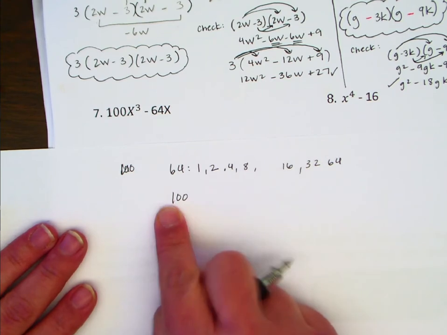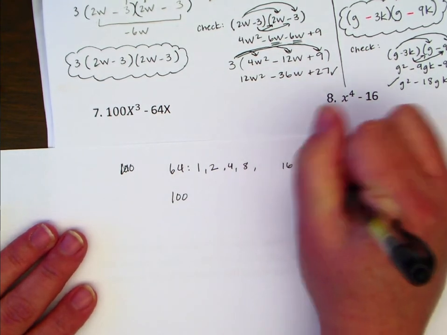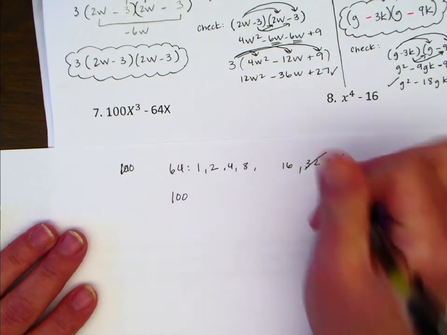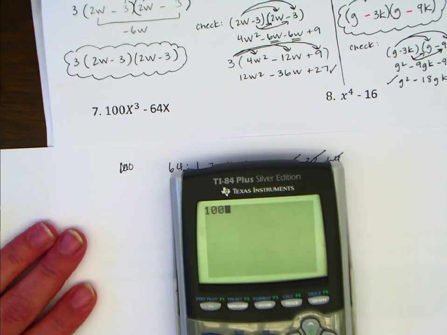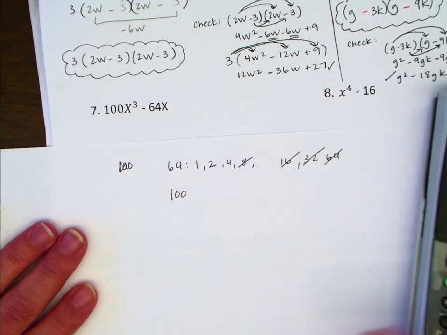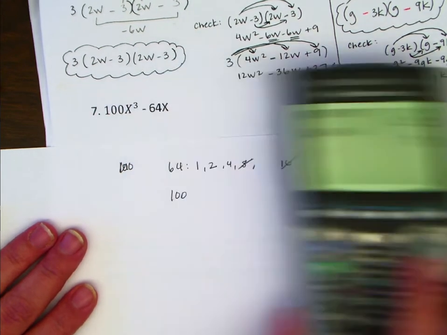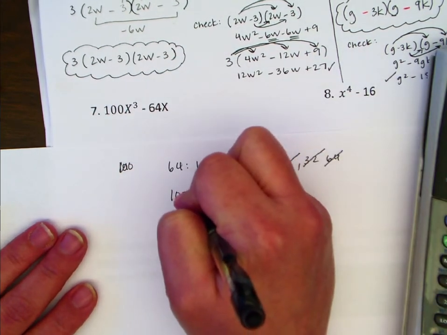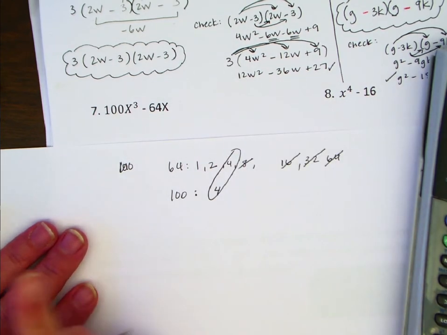64 doesn't go into 100, right? Nope. 32 doesn't go into 100. Nope. 16 doesn't go into 100. Nope. Does 8 go into 100? I don't know. Let's find out. 100 divided by 8. Nope, get a decimal. What about 4? 100 divided by 4? Ooh, 25. So 4 is our GCF between the numbers.